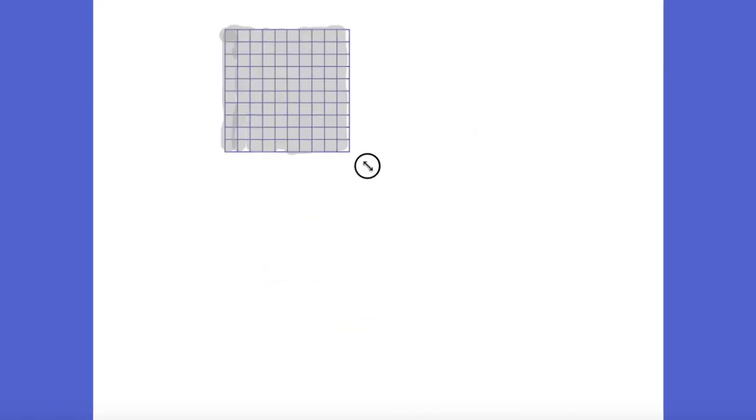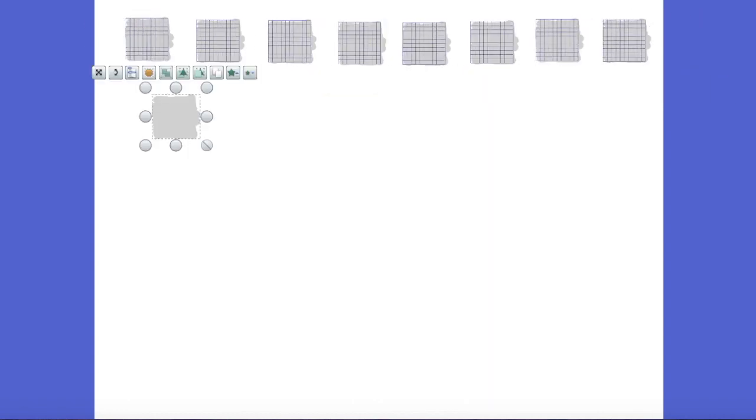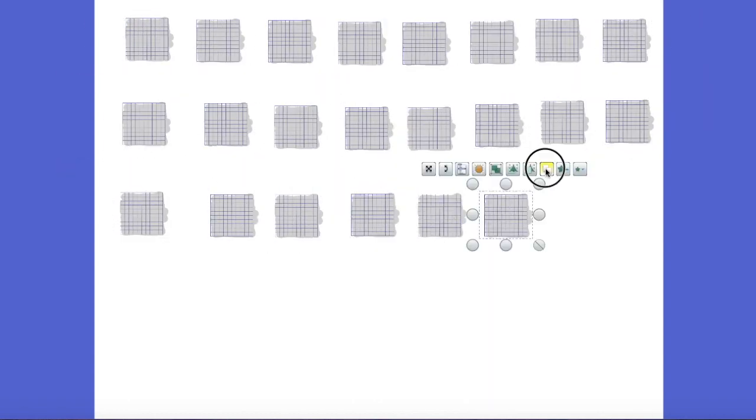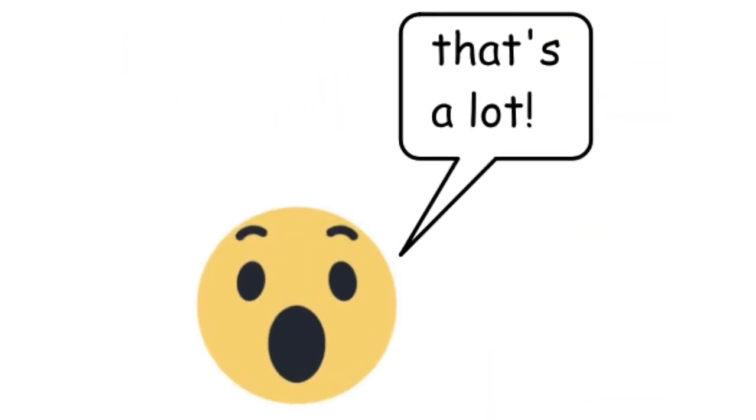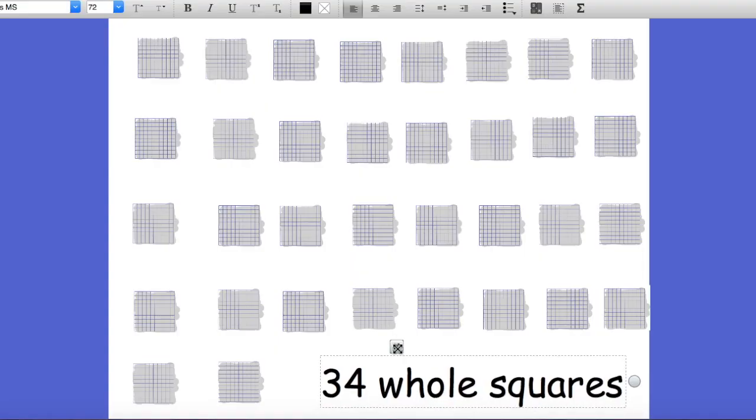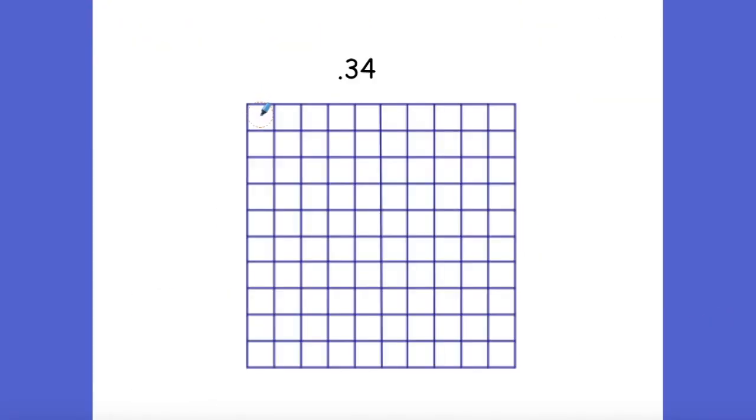Now 34 hundredths is much different than the number 34. To show the number 34, we'd have to fill in 34 entire grids and show them at once. To show 34 hundredths, we color in 34 out of 100 equal parts of one square. So 34 hundredths, as we can see, is less than 1 unit square.